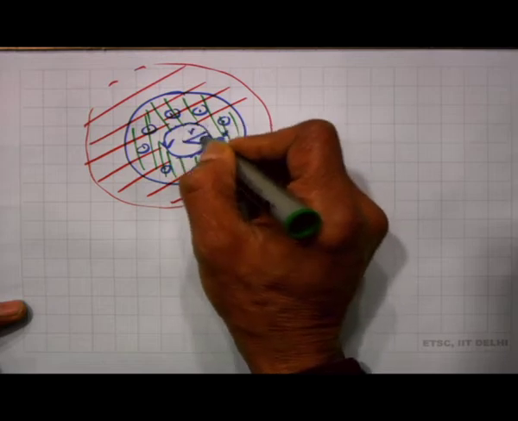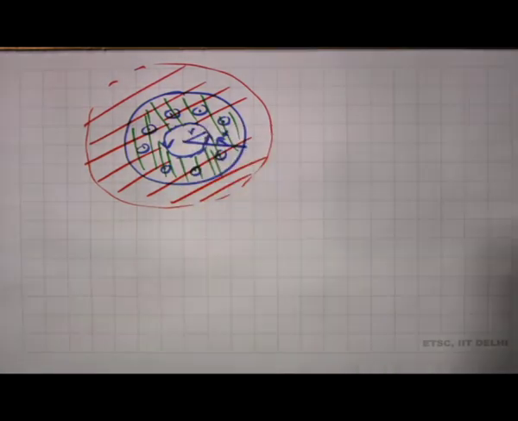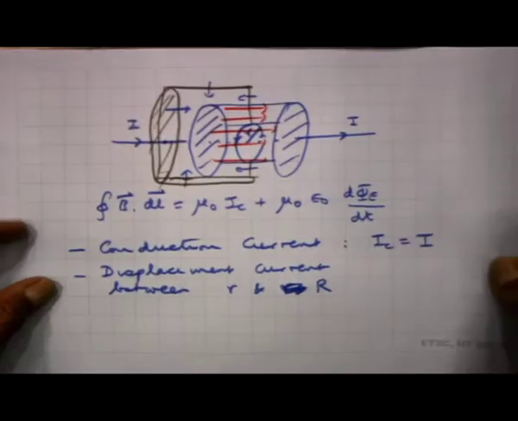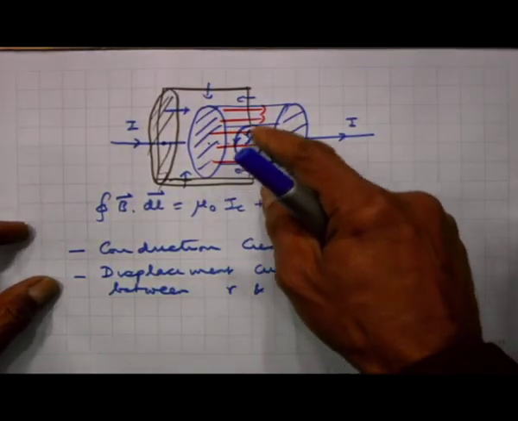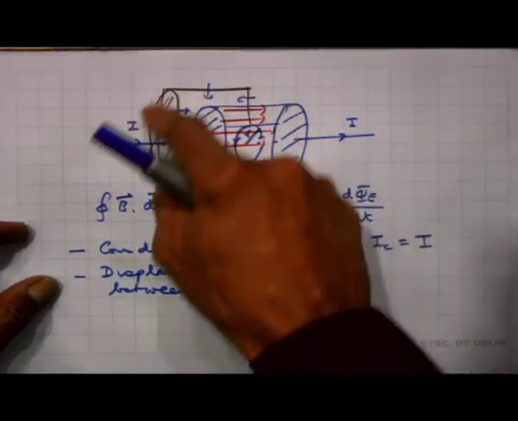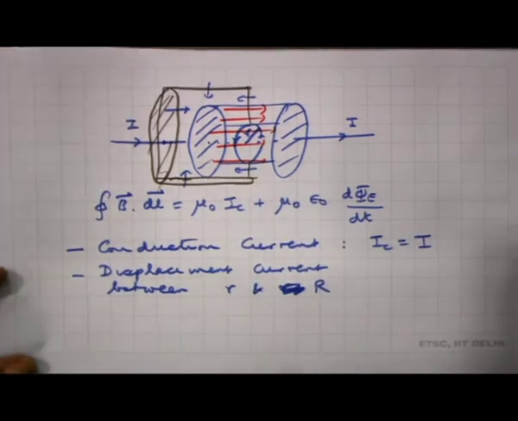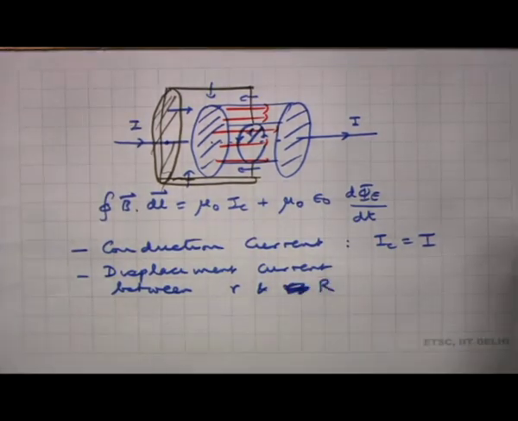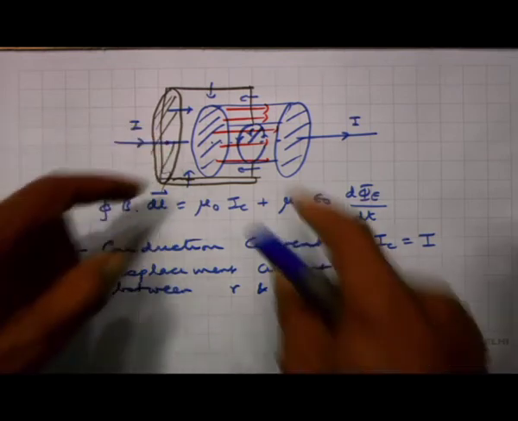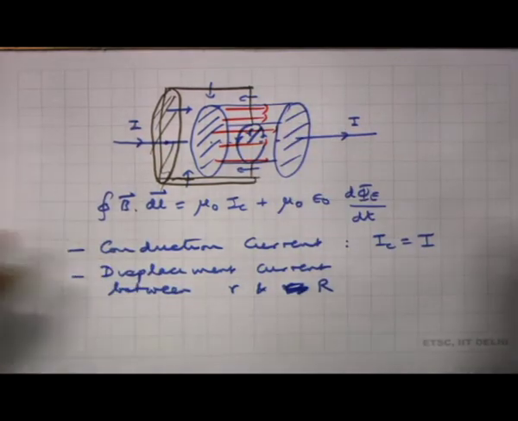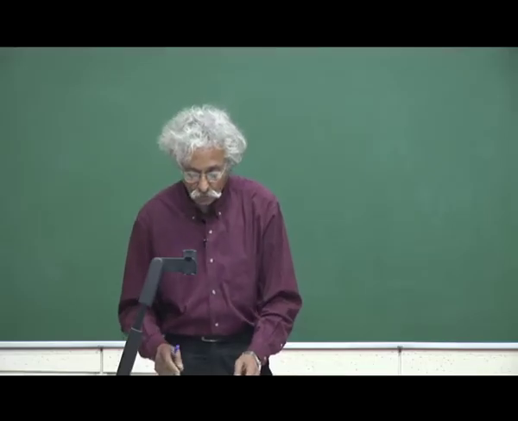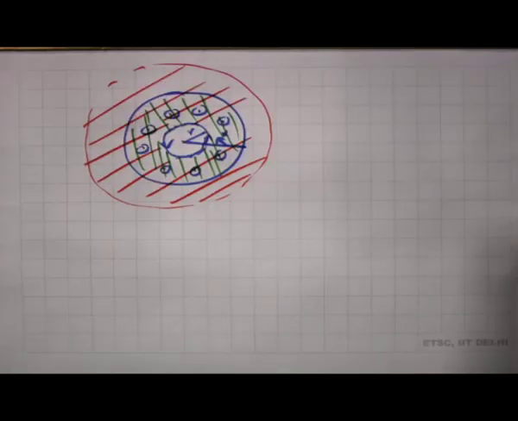I am integrating over this, and the surface which I have chosen is not the standard surface, which is the flat surface of which this is a boundary. I have taken a surface which is outside, and so there are two kinds of currents in this problem. There is a conduction current entering from here, and there is a displacement current that is passing through the surface between the radius small r and capital R.